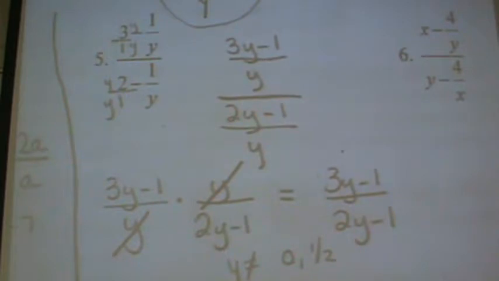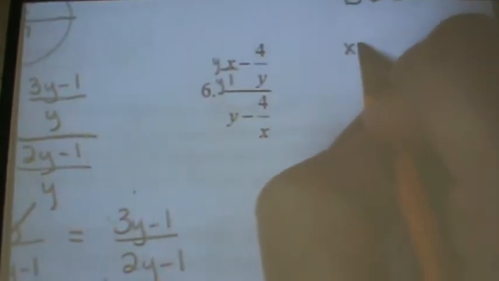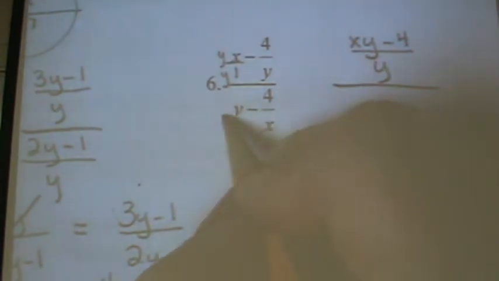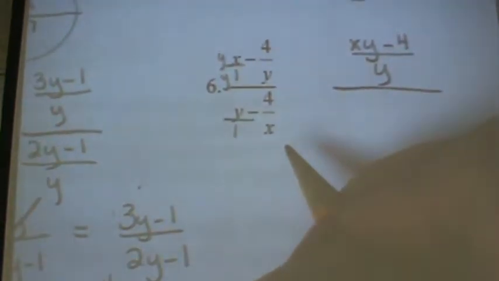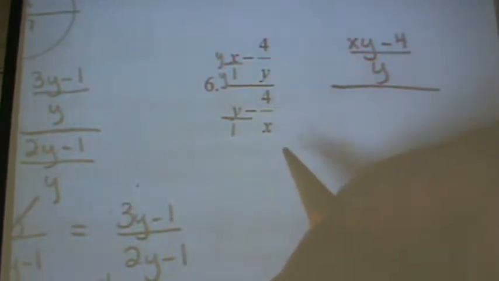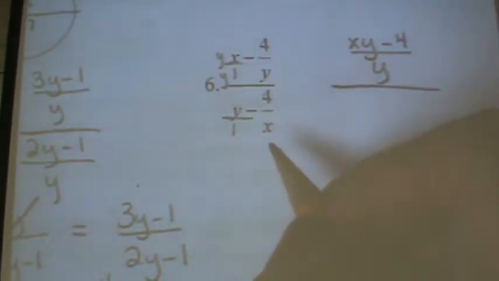Okay, ready for 6? Okay, what do we do on top? Multiply by y. Multiply this by y and this by y. So you have xy minus 1 over y. It sounds like you guys are getting it. What do you do? Who else gets it?